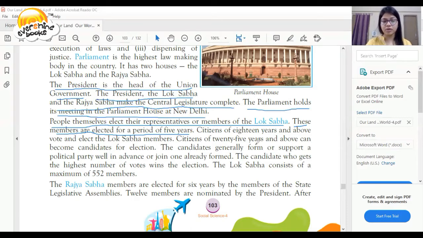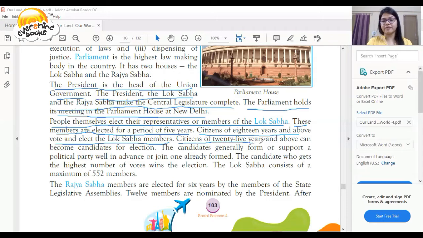So this is again a very important question. The Lok Sabha members are elected for a period of 5 years. कितने टाइम के लिए चुने जाते हैं? वो 5 साल के लिए चुने जाते हैं. Citizens of 18 years and above vote and elect the Lok Sabha member. तो हमारे कंट्री में जो भी सिटीजन है जो 18 साल के या उससे ऊपर के हैं, वोट करके उन मेंबर्स का चुनाव करते हैं.